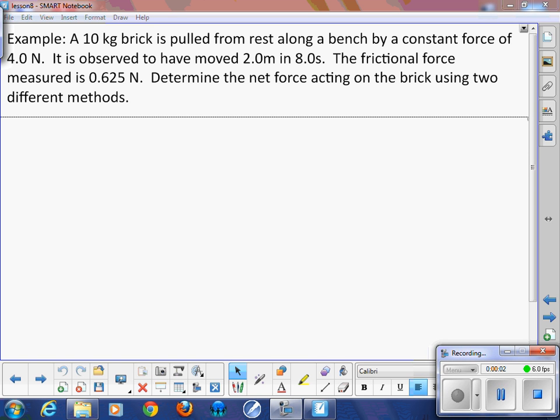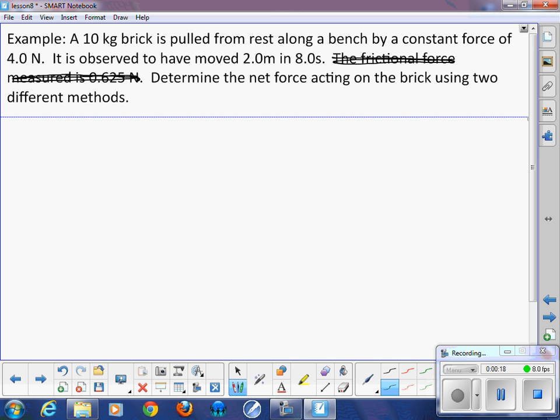All right, moving to the remaining two examples here. We got to edit this one a little bit because I tried to do something fancy with it, and it just fell all apart on me here. So basically, if you take your pen, just cross out this line here, the frictional force measured. We're going to get rid of that altogether, and we're just going to determine the acceleration.